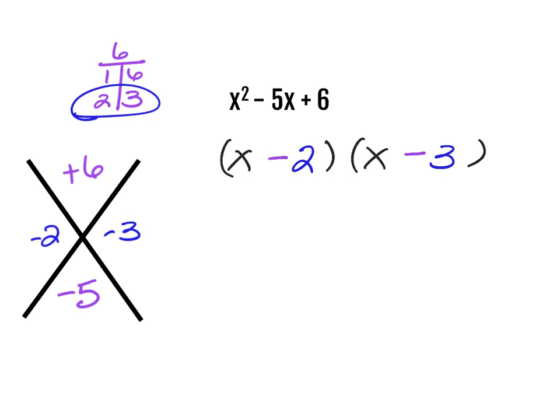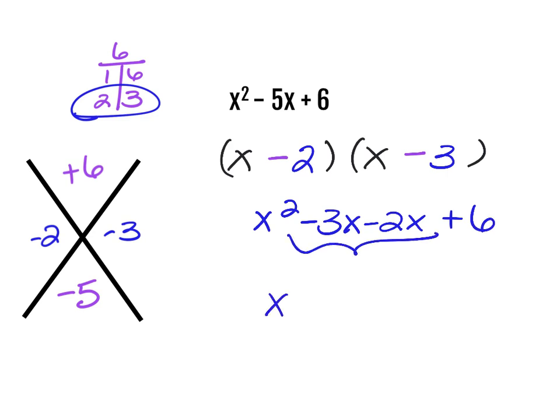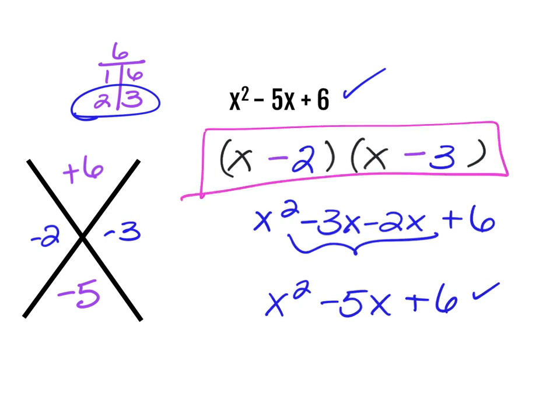Now let's go ahead and check. So x times x is x squared. X times negative 3 would be negative 3x. Negative 2 times x would be negative 2x, and then plus 6. Again, combining my like terms, x squared minus 5x plus 6. That is the same thing, so this solidifies my binomials.